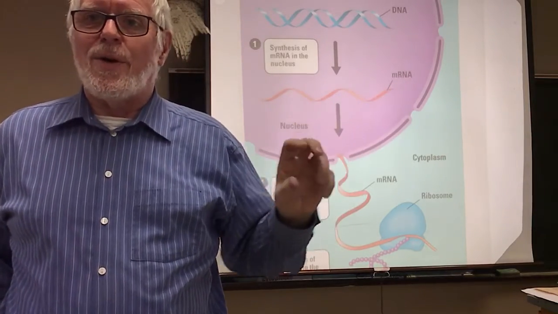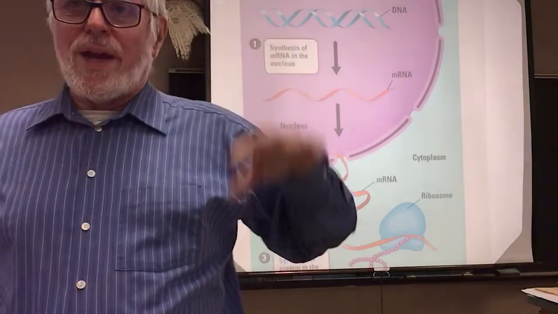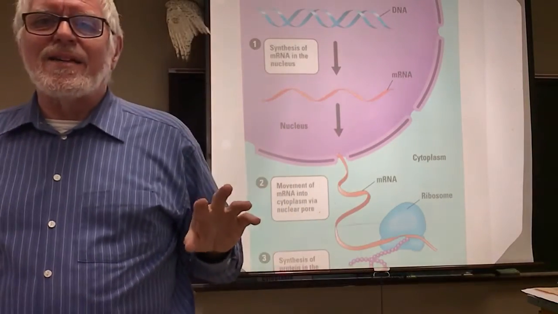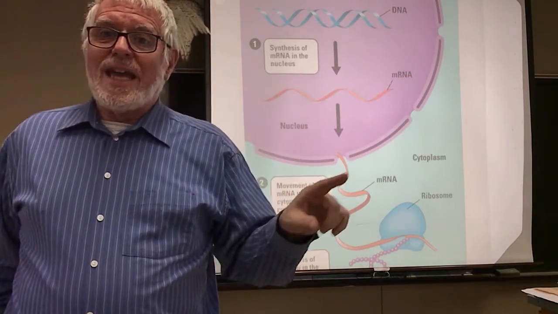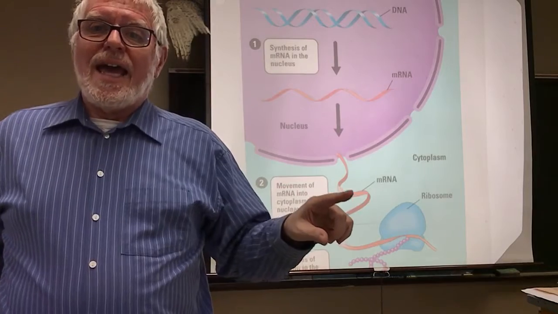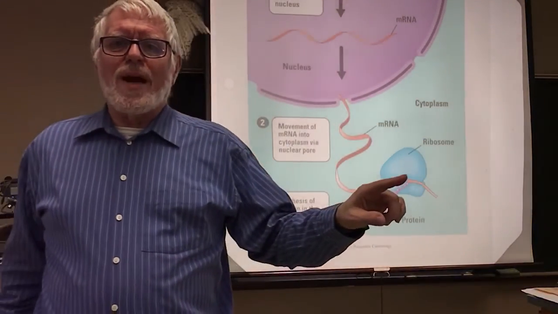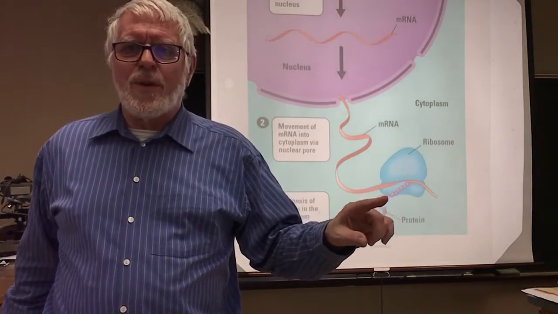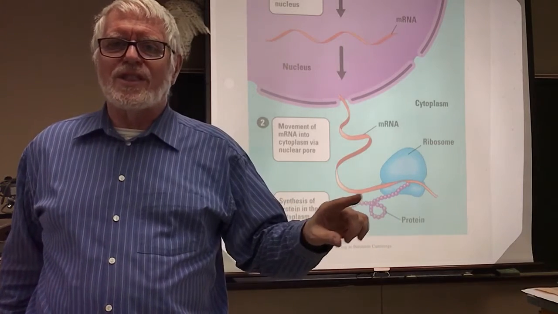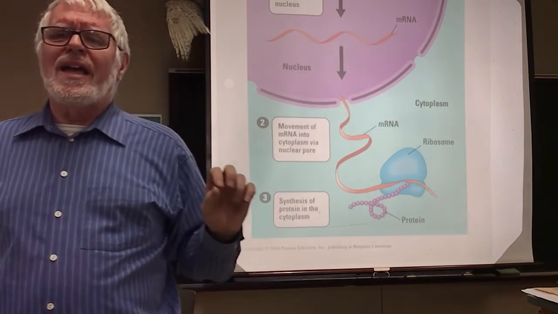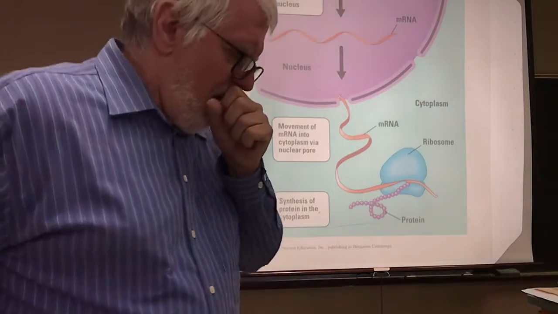It would be messenger RNA. I'll go through this and write it down in a second. Messenger RNA can leave the nucleus, and it's going to go out to a ribosome where proteins get made. It's going to feed through the ribosome, and as it feeds through, amino acids are going to get strung together from the code and produce the protein.